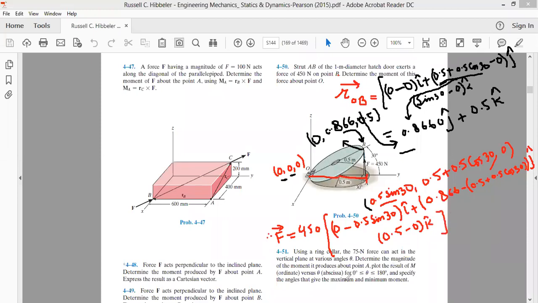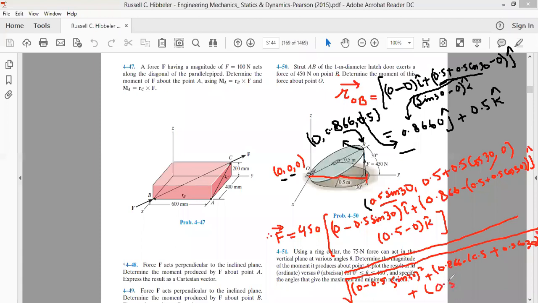Okay, so this is the vector, whole divided by the magnitude of this vector. And as far as the magnitude of this vector is concerned, we can write it as the square root of (0.5 minus 0.5 cos 30, that is 0 minus 0.5 sine 30) whole square, plus we have this square, that is (0.866 minus (0.5 plus 0.5 cos 30)) square, plus (0.5 minus 0) square, all under root.